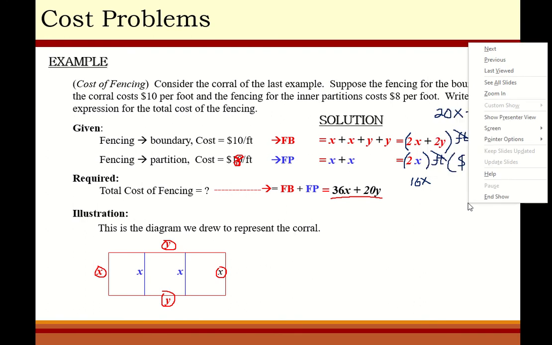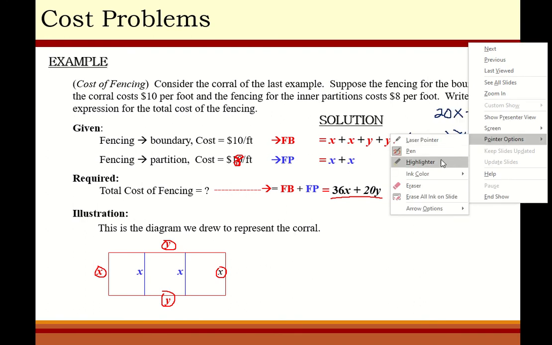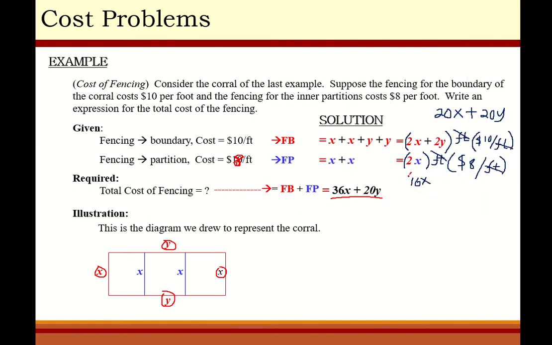Okay, so we have to combine all similar terms. We have 16x and we have 20x. Adding the two, because we have the sum: FB, the fencing of the boundary, is 20x plus 20y, which comes from this part here. And for the partition, this is 2x times the cost, which is 8, so 2 times 8 is 16x. So you add 20 plus 16, that's why we have 36x plus 20y. So this is the total cost of fencing.